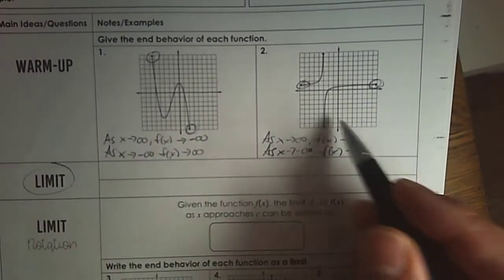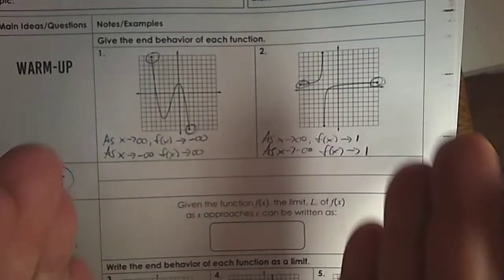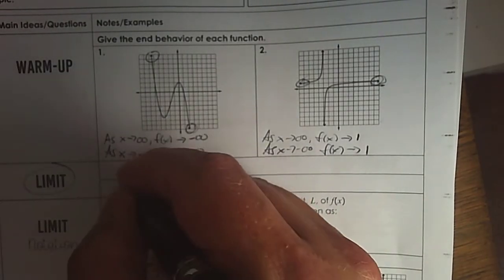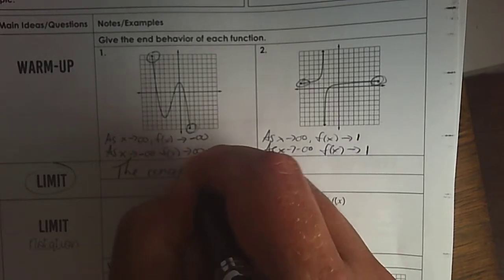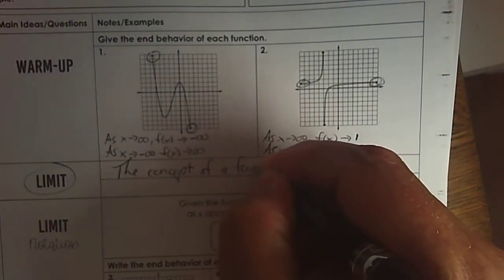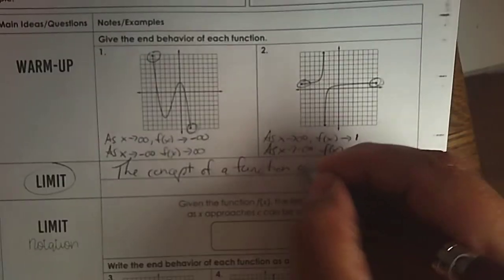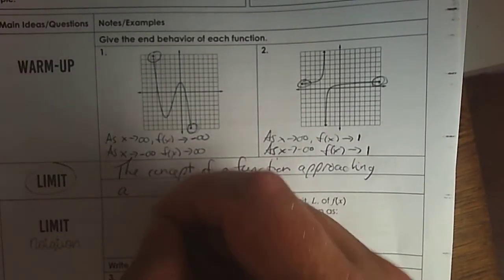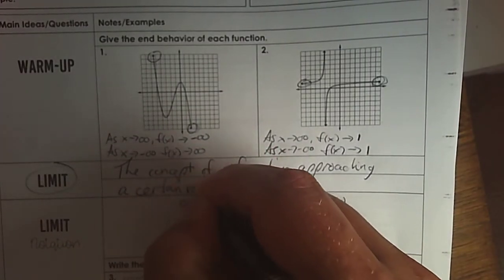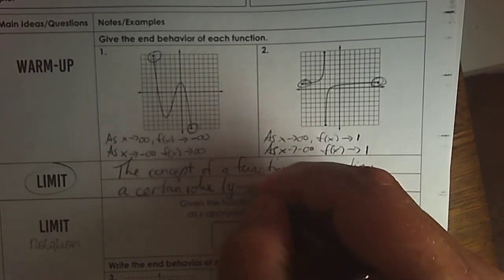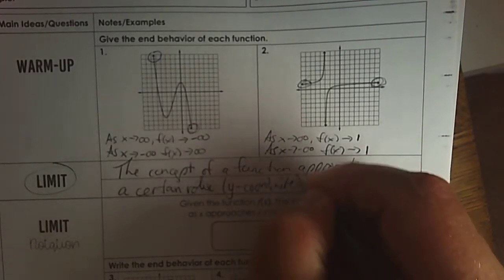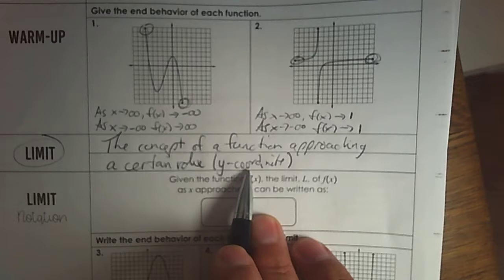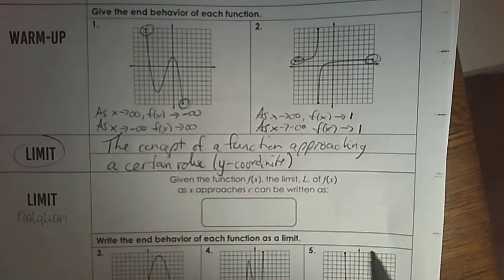This is the notation we used in first semester. So we're going to take that concept, and instead of writing it this way, we're going to write it as a limit. So what is a limit? It's the concept of a function approaching a certain value, and really, in most graphs, it's the y-coordinate. So the concept of a function approaching a certain value, usually the y-coordinate it's approaching, is called a limit.